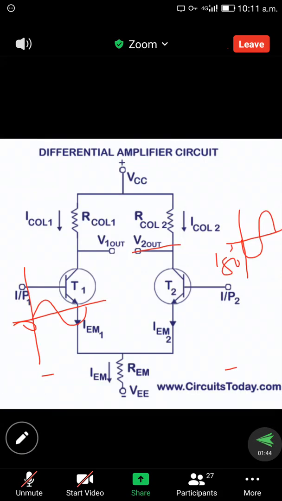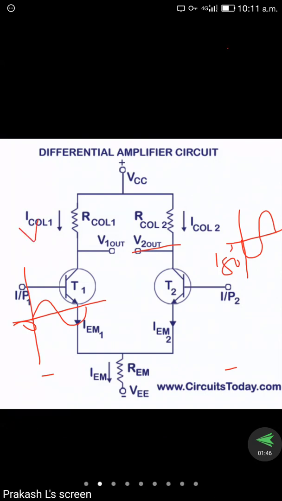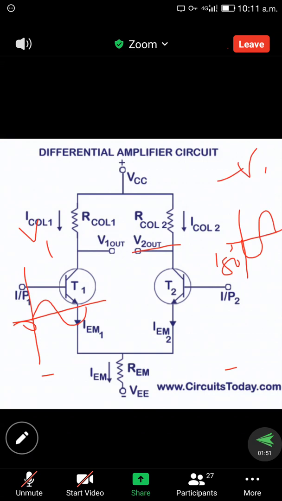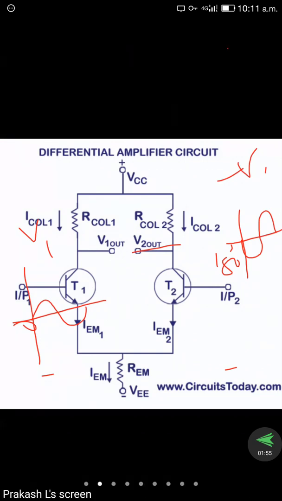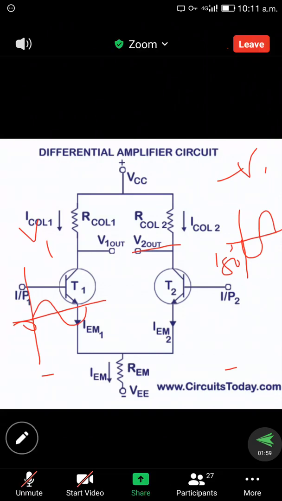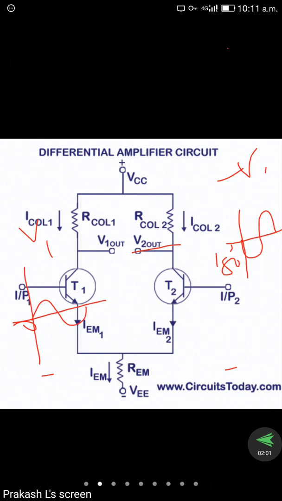So it is V1 and V2. If this is V1, this should be minus V1. Okay, so V1. So if you are giving the zero phase at V1, the input 2 must be out of phase of 180 degrees. Out of phase is 180 degrees.